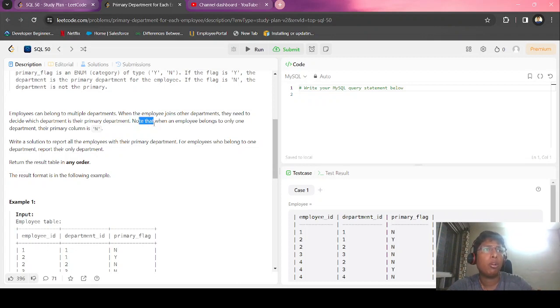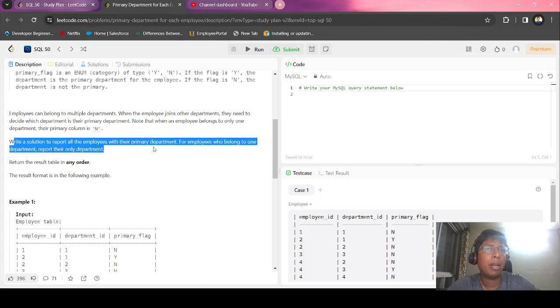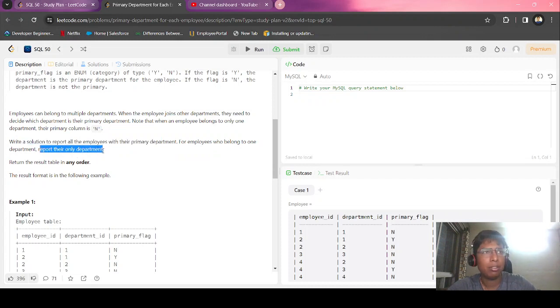Note that when an employee belongs to only one department, their primary flag is N. So this is another catch, a big catch. Suppose I belong to only one department. My primary flag would always be N, but that department would be my primary department. Write a solution to report all the employees with their primary department. For employees who belong to one department, report their only department. That is understandable because I will have only one department, so that would be my primary. Though to confuse us, they have written it as N because else it would have been a very simple question.